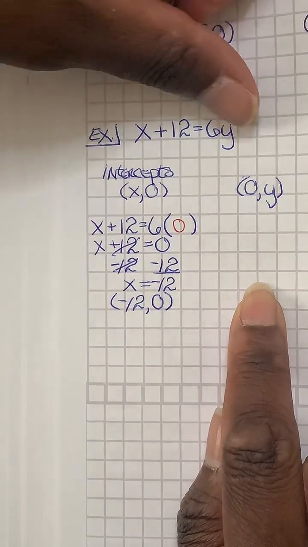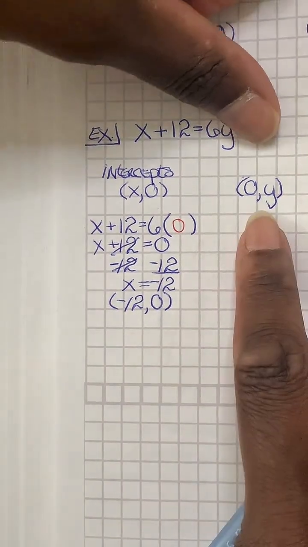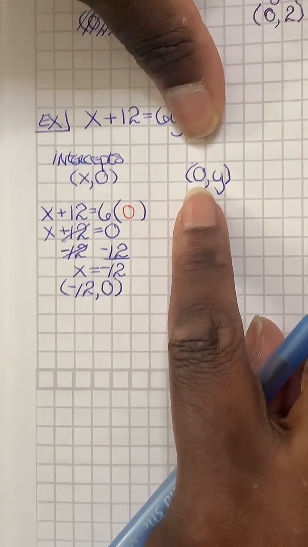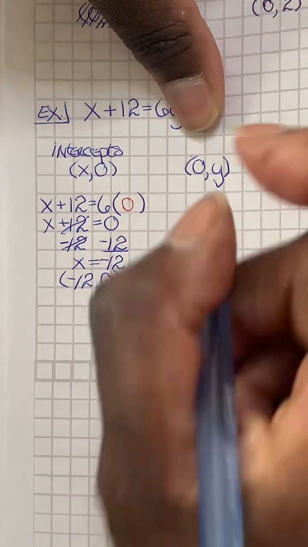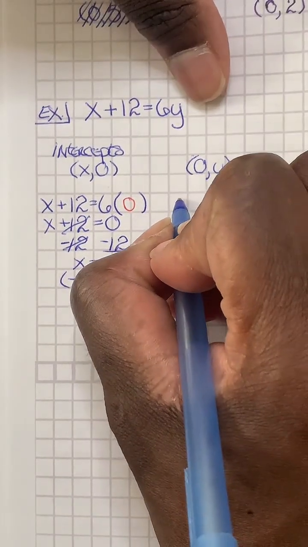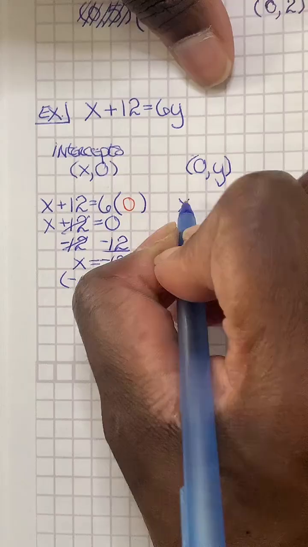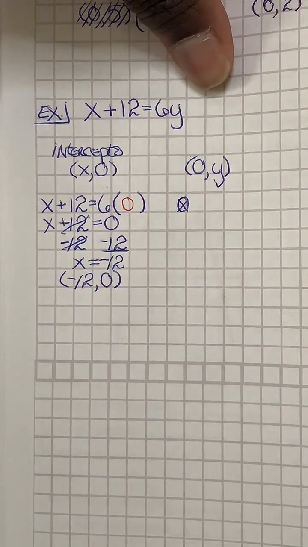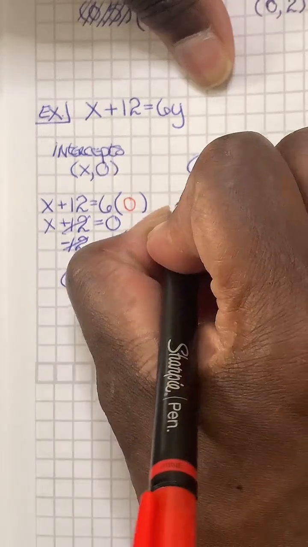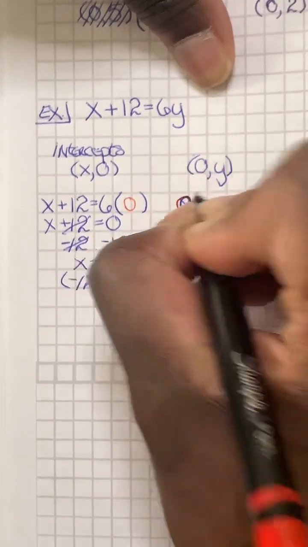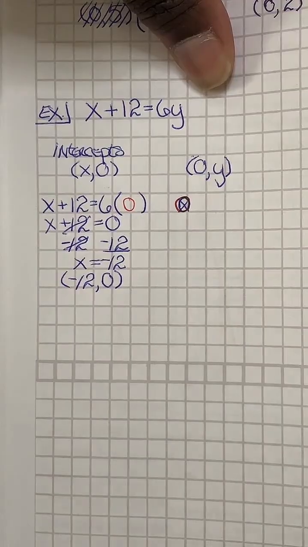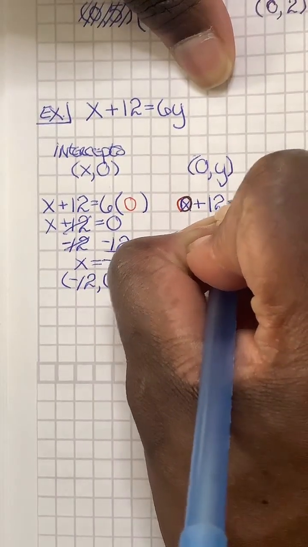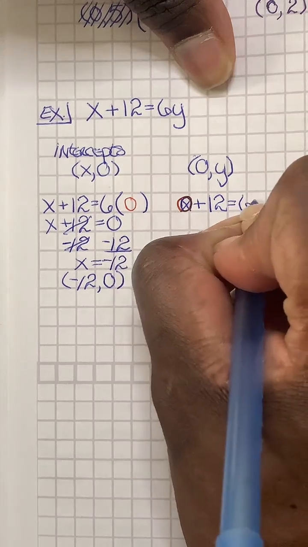Now, I need to do it with the y-intercept. So this is when my x value is equal to 0. So I'm going to rewrite the equation. You got your x, but instead of an x, it should be a 0. Let me make that red. So we have 0 plus 12 equals 6y.